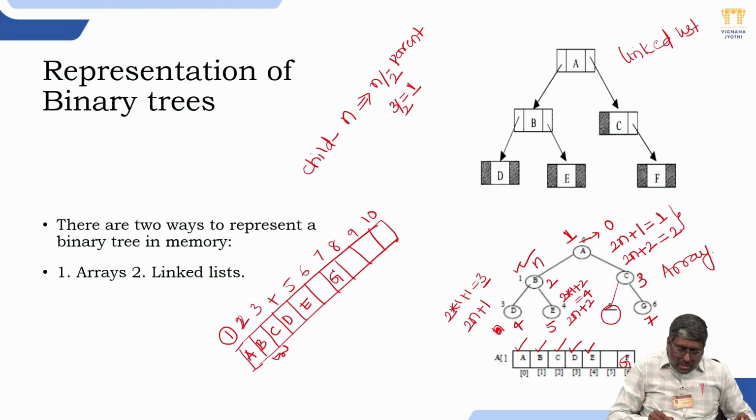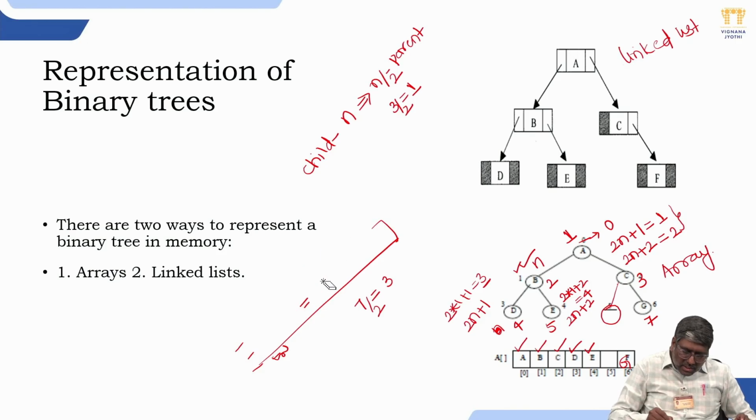And similarly, now we want to find the parent of G. G is at the 7th position, so 7 divided by 2 we get 3. So whatever value is at the third position is the parent of G. In this way we can calculate the parent of a node. This type of representation is called an array representation.